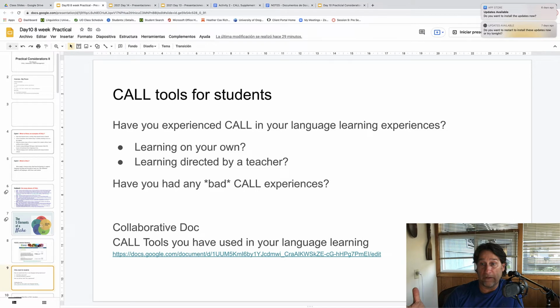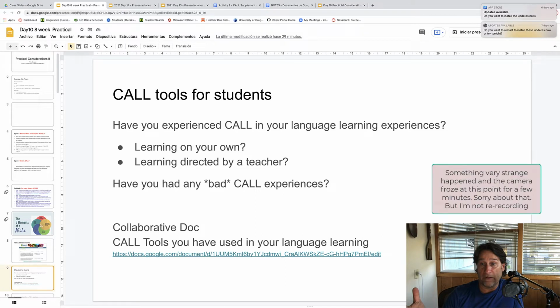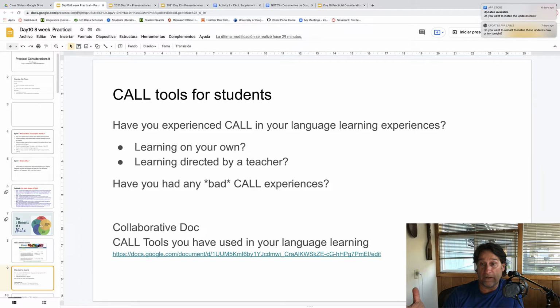CAL tools for students. So I'm going to ask you again to pause and think a little bit about this before we go on, just to reflect on your own experiences. Have you experienced CAL in your language learning experiences, either learning on your own or learning directed by a teacher? And also, have you had any bad CAL experiences where maybe a teacher or a program just didn't really work very well? So go ahead and pause and think about this. And when you come back on, we'll continue.